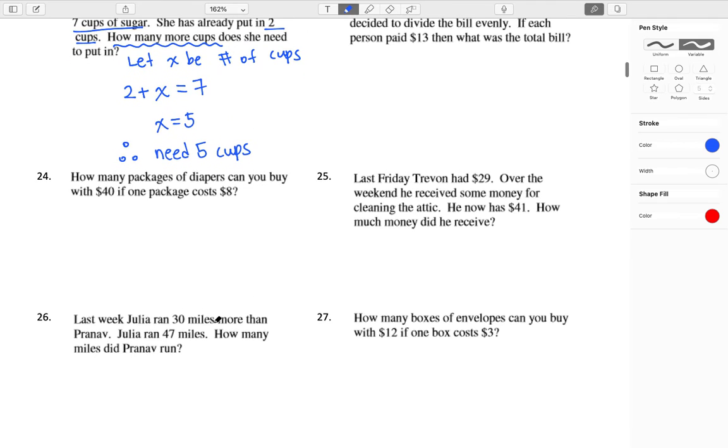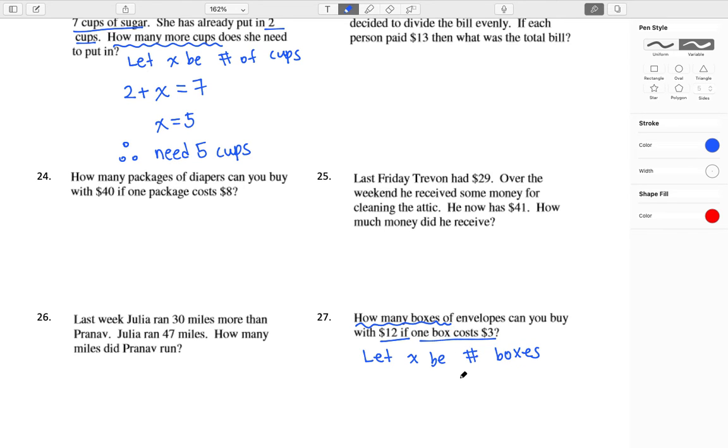What about number 27? How many boxes of envelopes can you buy with $12 if one box costs $3? So again, the question is asking how many boxes. So we're going to say let x be the number of boxes.